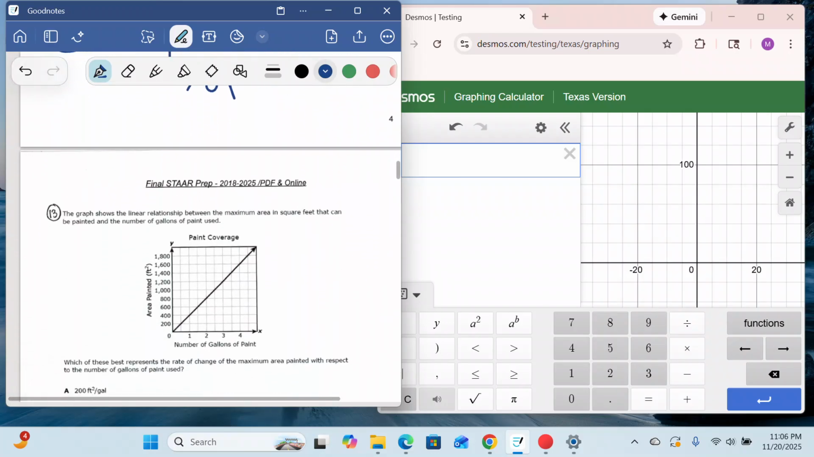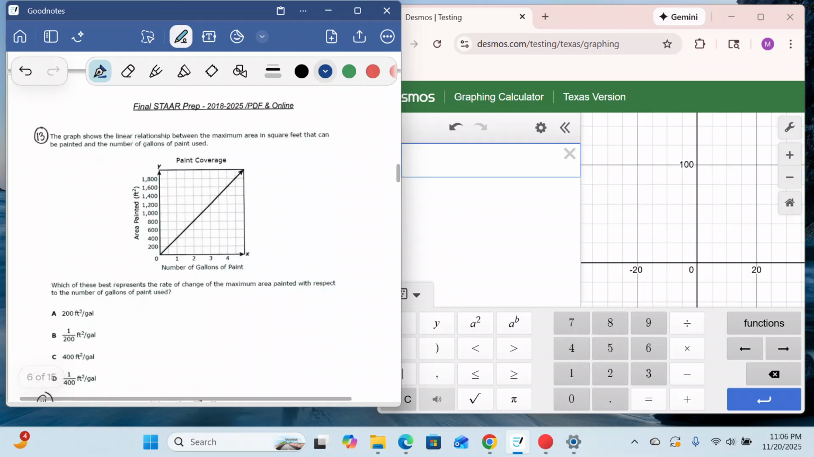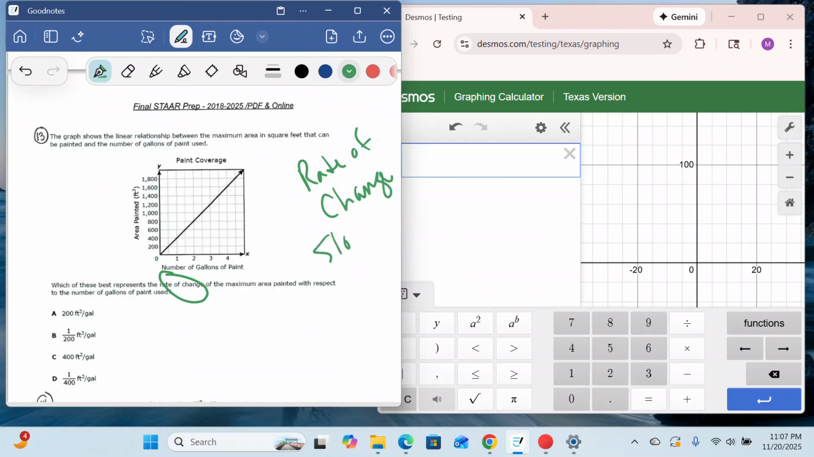If we go to number 13, you look at the problem and try to find the keyword. The keyword here is "which is the best estimate of rate of change." And once again, rate of change is the same thing as slope. Rate of change is y equals mx plus b. And remember, the m is the slope. The m is the rate of change.